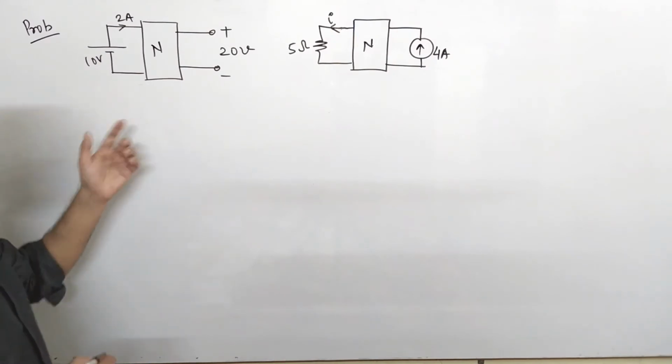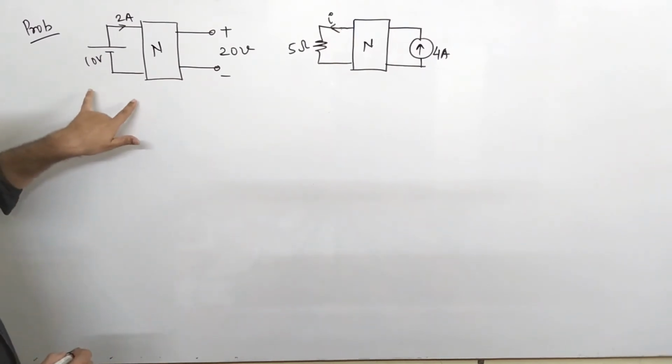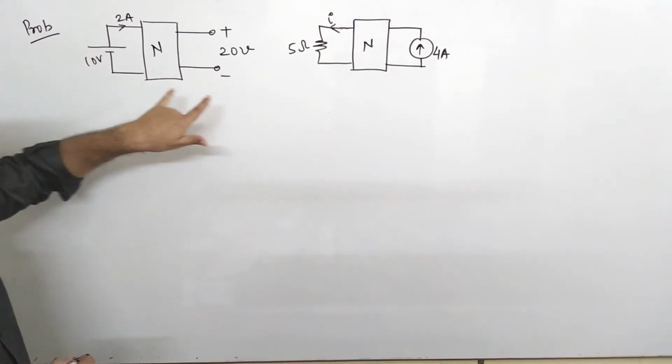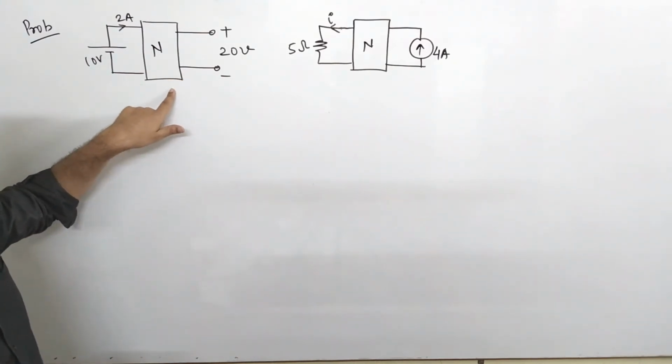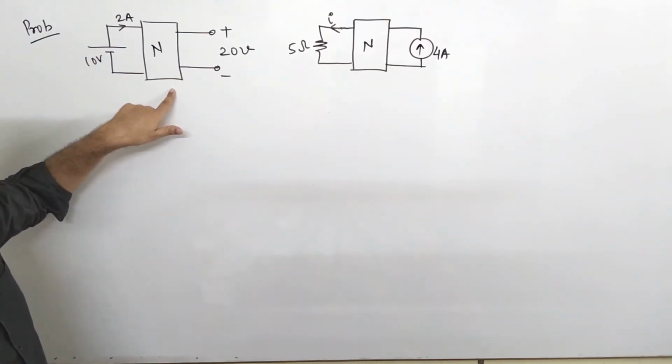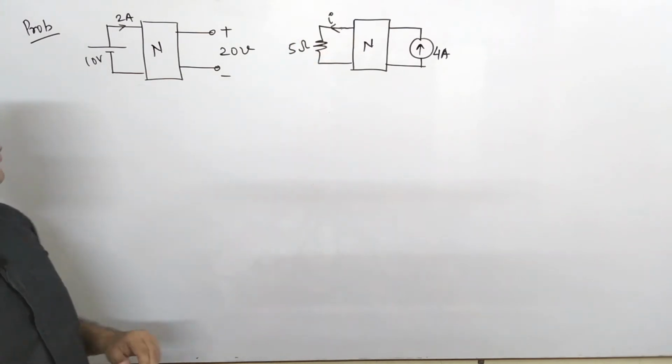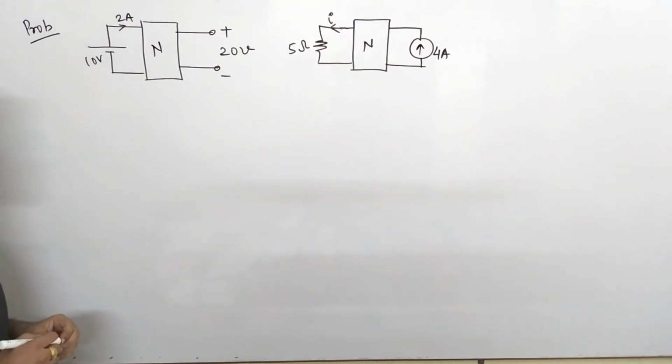Okay friends, this is our next problem. Again, the networks are linear, passive and bilateral in nature. You have to find the value of I.